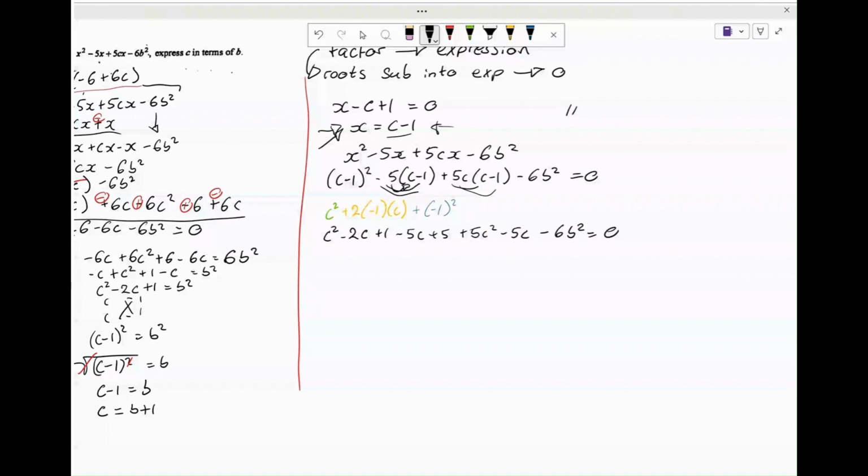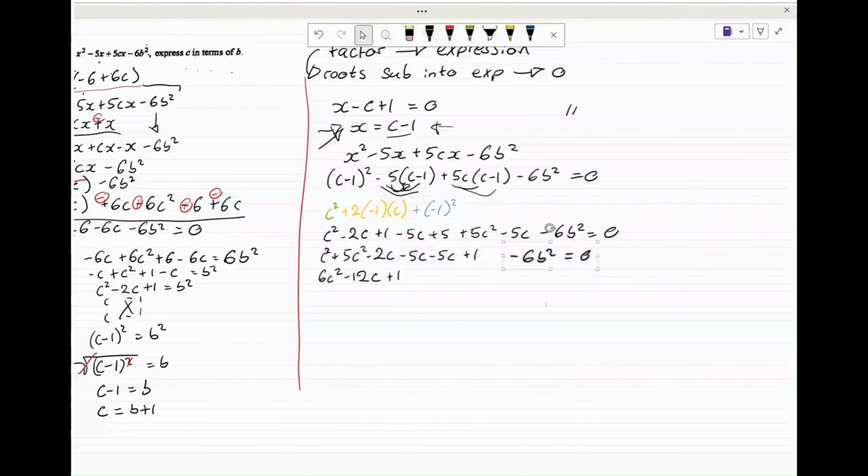So if we go ahead and start reorganizing and put our highest power of c first, that's c squared plus 5c squared, then all our c's, minus 2c minus 5c minus 5c, and then just our constants and 6b squared. That's all equals 0. So we can start adding. c squared plus 5c squared is 6c squared, minus 2c minus 5c minus 5c is minus 12c, and have I forgotten a 5? I forgot a 5.